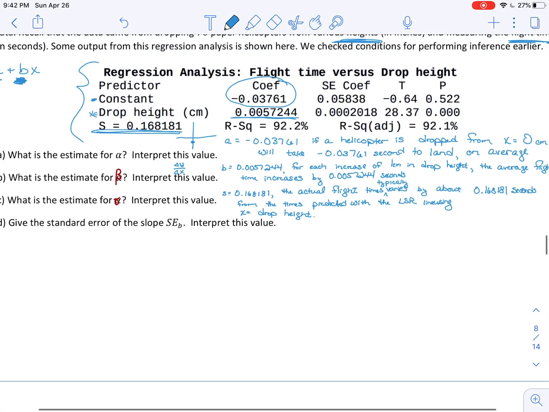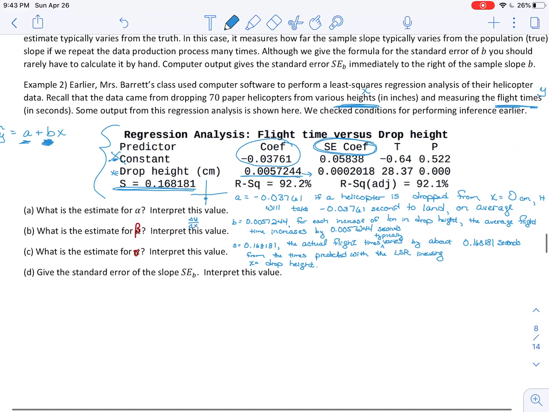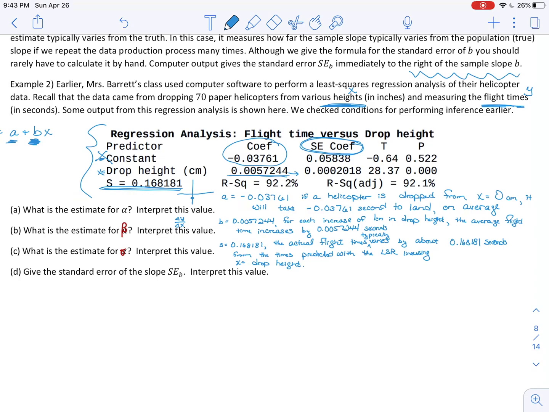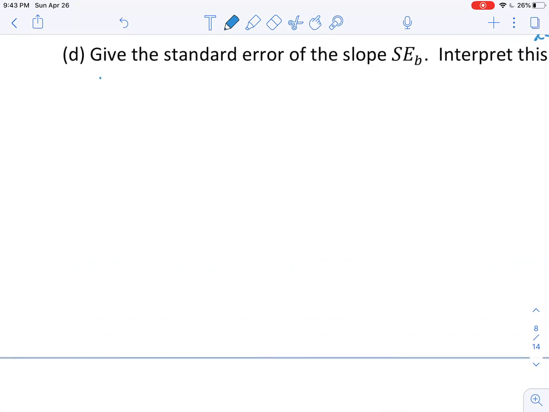So the last thing we're supposed to find is the standard error of the slope. This is that formula that I told you you don't need to calculate because it's on your paper somewhere. So this, again, it says here standard error coefficient. We are finding the standard error of the slope, so not of the constant, but where we found our slope. It's right next to your slope. It is immediately to the right of the sample slope b. That's this 0.0002 value. So I'm just going to put the standard error of our sampling distribution of sample slopes, 0.0002018.